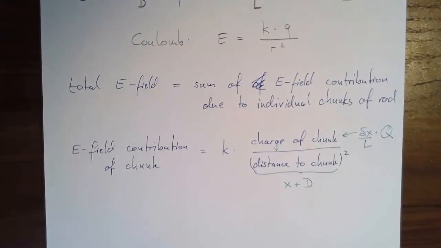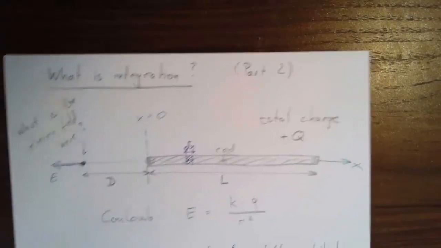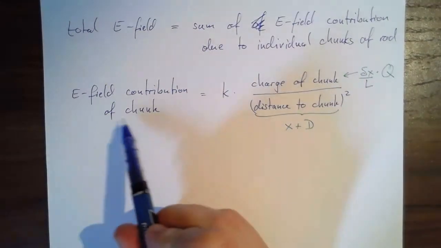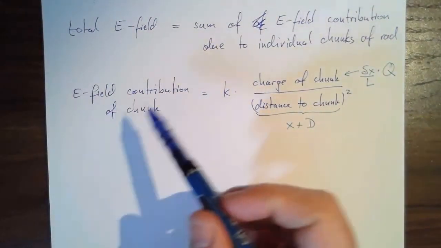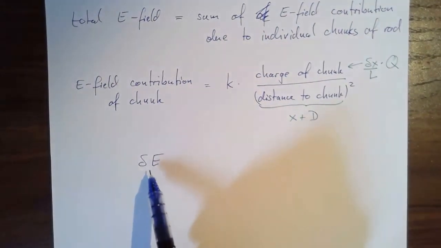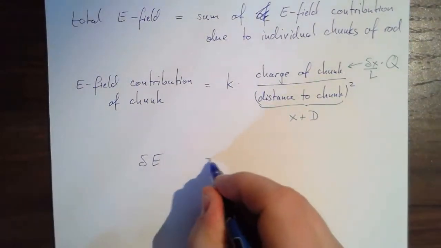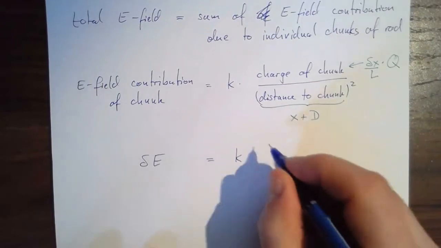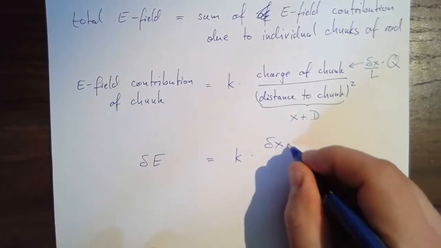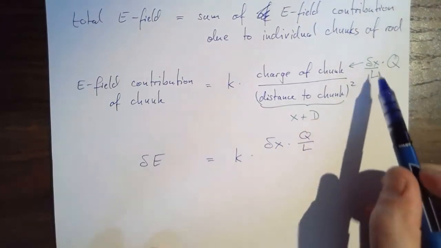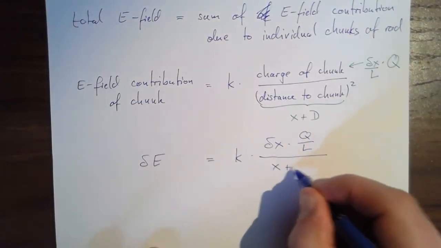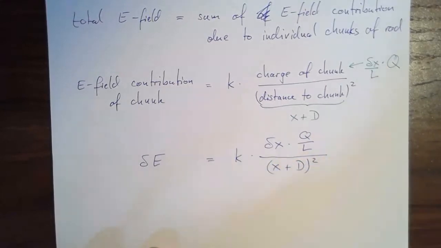Okay, so let's write this equation again, what we just wrote down in words, symbolically. Because this E field contribution is just a tiny piece of a much larger E field, I'm going to write this as delta E, like little delta, meaning a small piece of the whole. It's going to be equal to k times delta x times Q, written as Q over L. I'm going to move the L from here over there. Divided by (x plus d) squared.